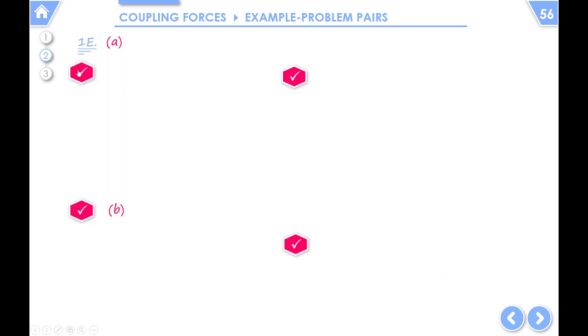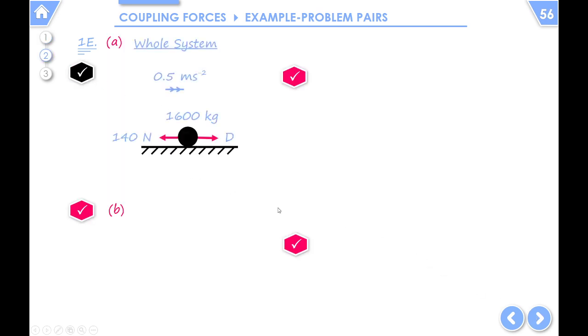So I'll put up a diagram so we know where we're starting from. So let's examine where everything's come from in this diagram. We've got a mass of 1,600. That is the combined mass of the truck, which was 1,200, plus the caravan, which was 400. So we've got a combined mass of 1,600. We've got a driving force pulling it forwards, and this 140 newtons, that was the resistance that was acting on the caravan. Okay, if it's acting on the caravan, it's acting on the whole system as well.